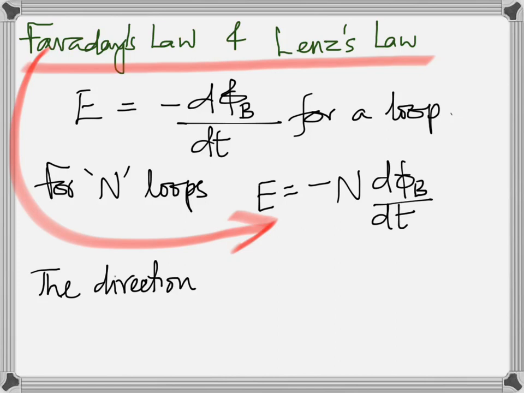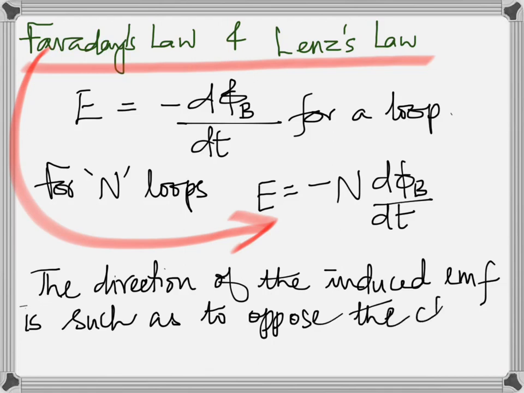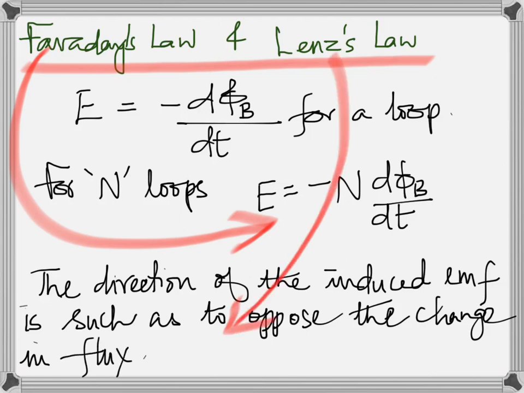So the induced EMF is always opposite to the rate of change of magnetic flux. That's Lenz's law. Okay, that is tough, but I'll make it easy with another example. The direction of the induced EMF is such as to oppose the cause that produces it. That is Lenz's law. To oppose the cause or the change in flux that produces it. Whatever caused it, it opposes it. That is Lenz's law.